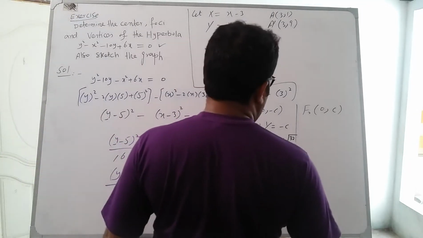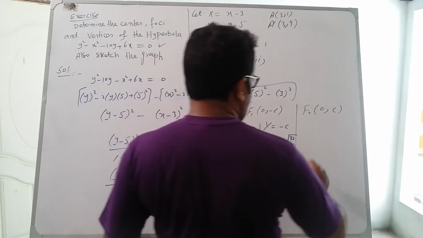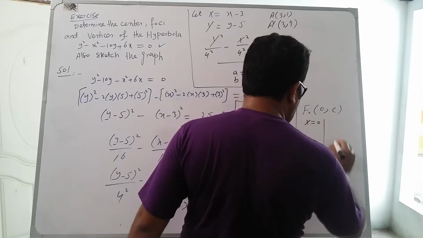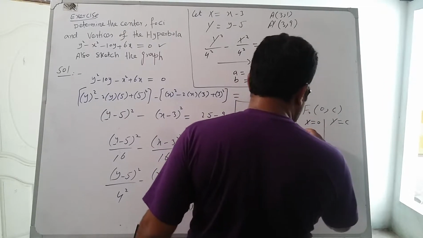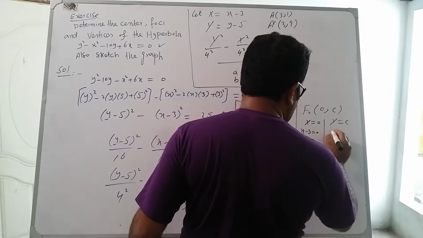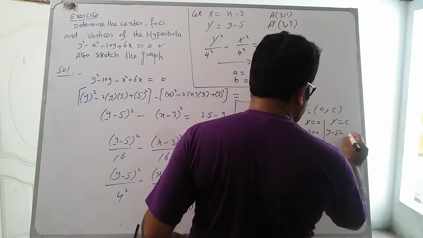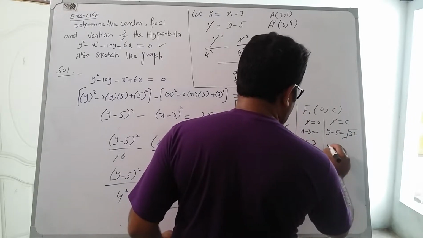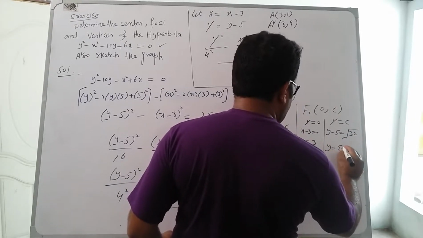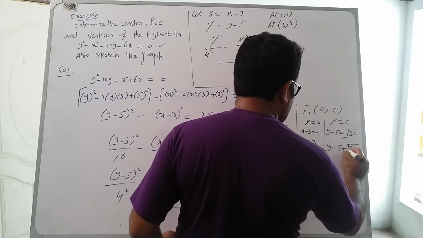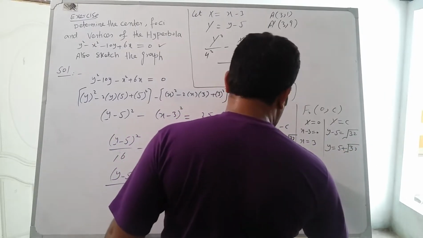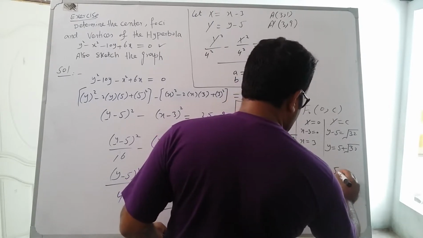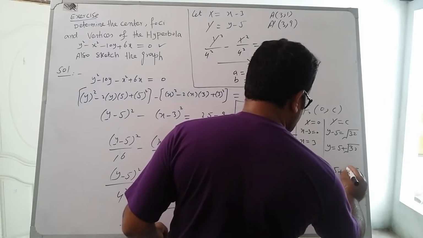Okay, now we find F2. X is equal to 0 and y is equal to c. X minus 3 is equal to 0 and y minus 5 is equal to square root of 32. X is equal to 3 and y is equal to 5 plus square root of 32. So we find F2 is (3, 5 plus square root of 32).